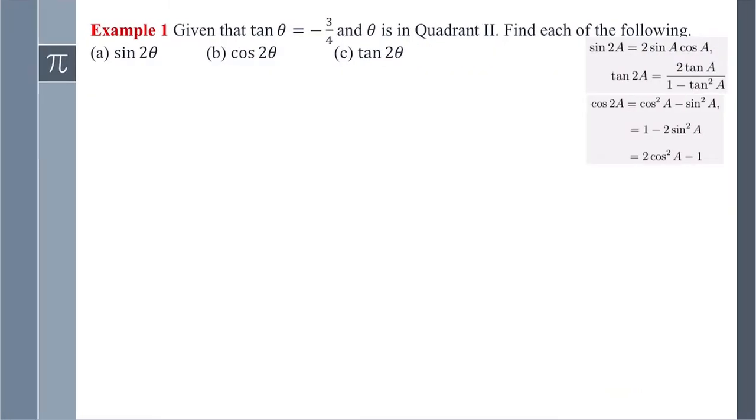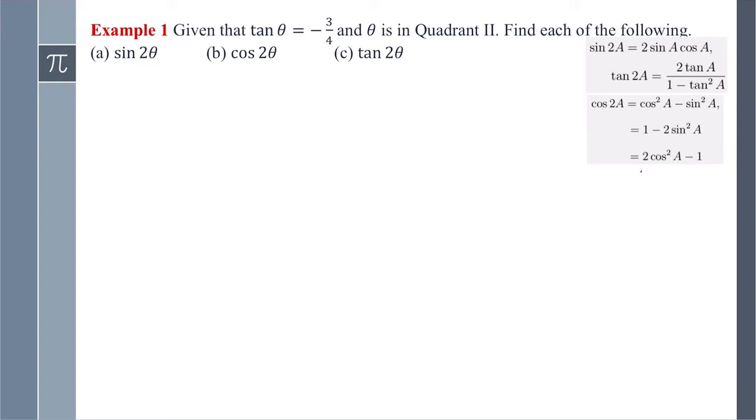Okay, so let's look at the first example. Here we are given tangent theta equals negative 3 over 4, and theta is in quadrant 2, and we are asked to find sine 2 theta, cosine 2 theta, and tangent 2 theta. So just be careful here. We are given tangent of theta, but we are asked to find sine of 2 theta. That means we are asked to find the double angle here. So basically, we are going to use the double angle identity. But before that, let's go ahead and draw that reference triangle here.